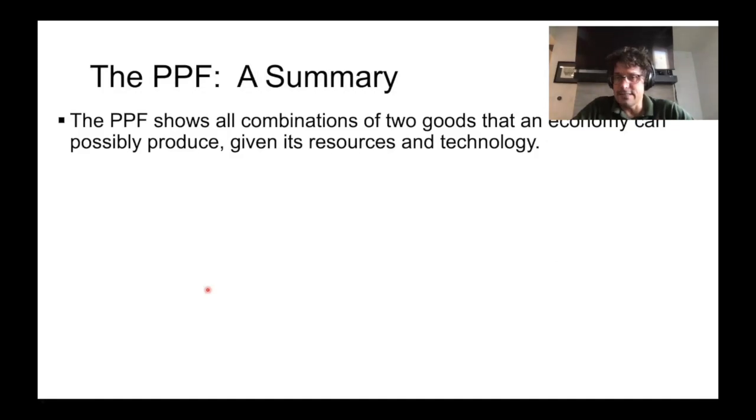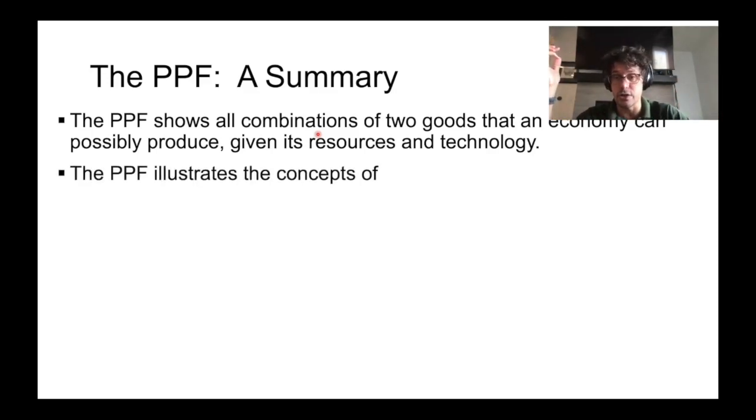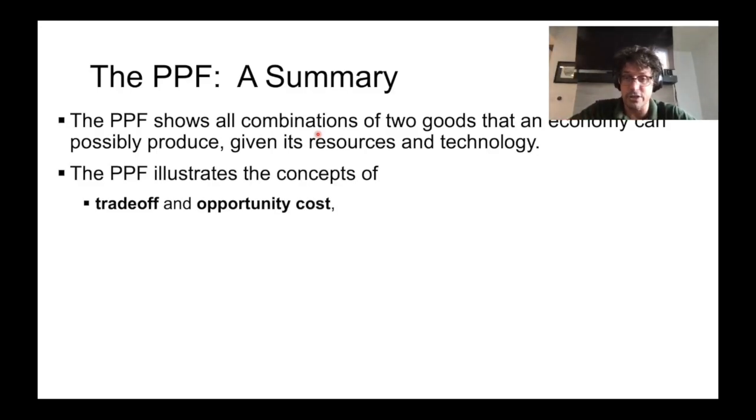So the PPF, in summary: the main goal at the beginning of the PPF is to show, give me all the amount of resources and technology of this economy, and I can tell you the maximum amount of goods that you can produce with that. Because of this, we can determine which allocations are efficient, which allocations are inefficient, and which are unfeasible.